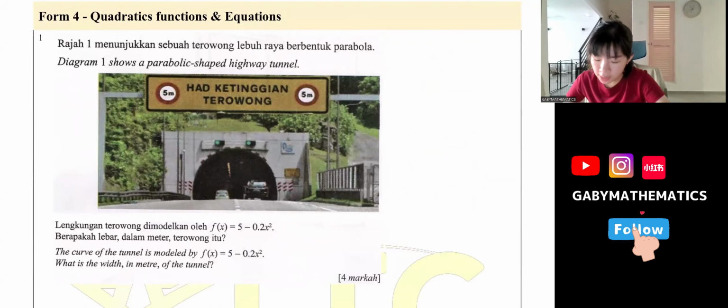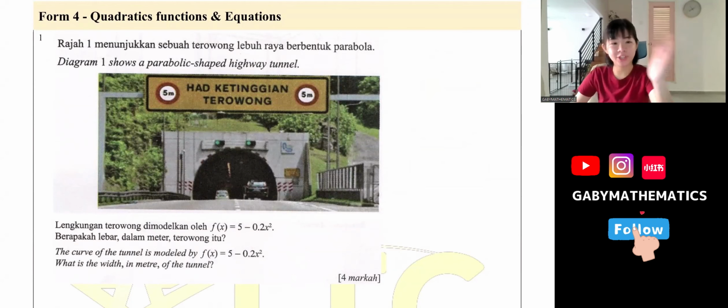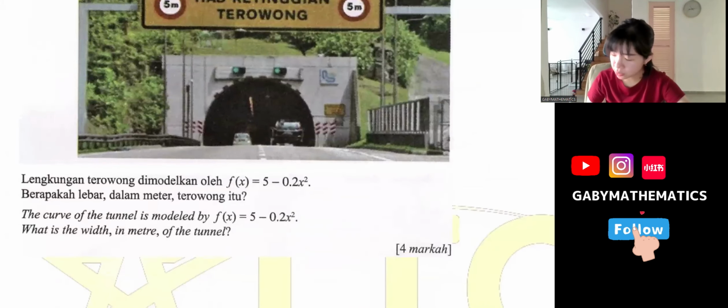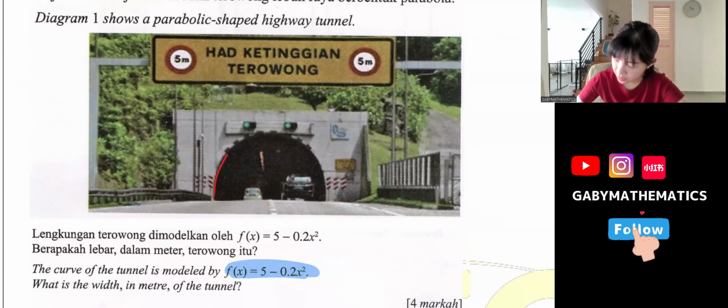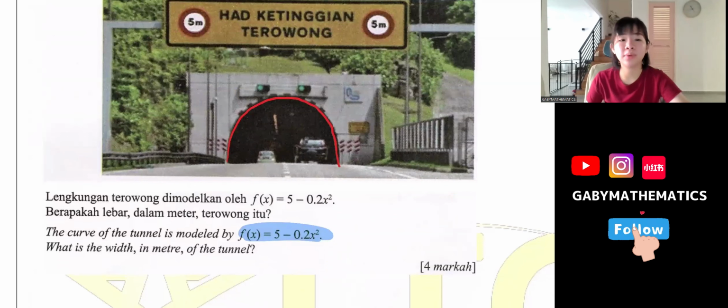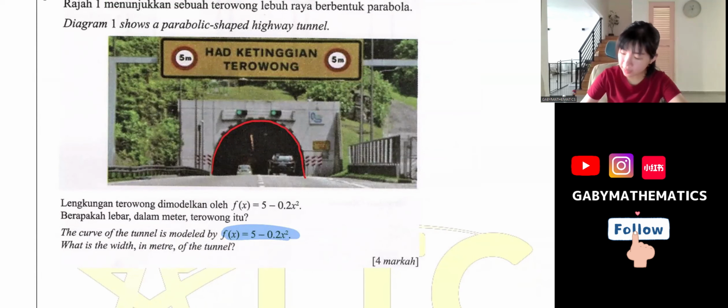First one. The diagram shows a highway tunnel shape. The curve of the tunnel is modeled by a function. They say this curve is f(x) = 5 - 0.2x². So what is the width in meters of the tunnel? The width, so you want to know how wide it is.